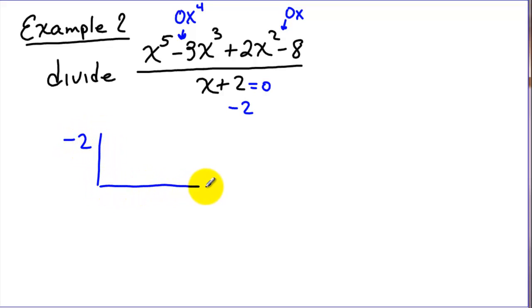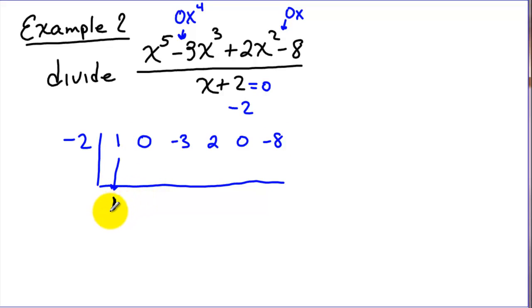We will make our division bracket. Across the top, we'll put our coefficients. So this coefficient's missing. It's an invisible 1. And now we have our 0. Got to put them in order by decreasing exponents: negative 3, positive 2, 0, and negative 8. Now remember, we bring this first number down.